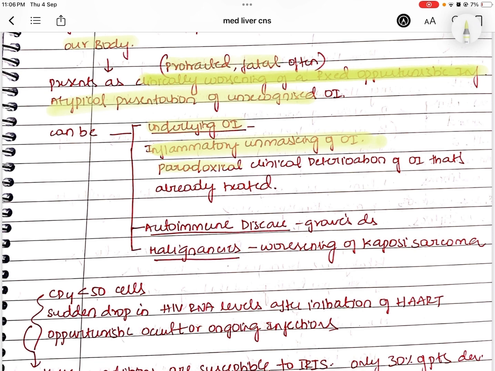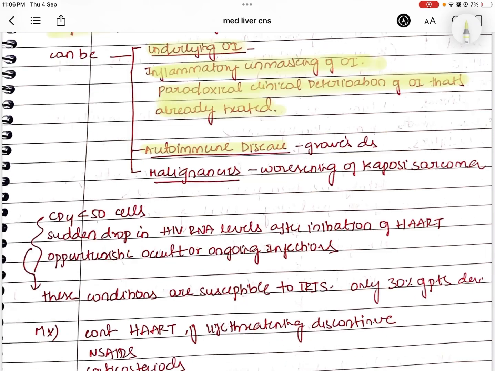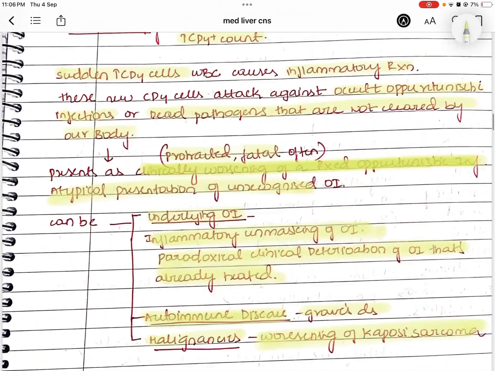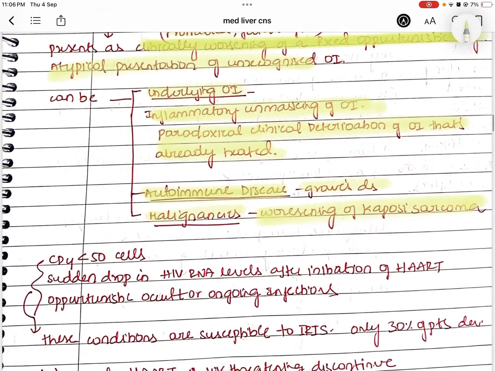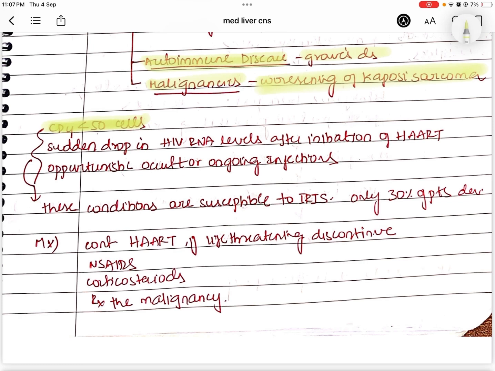It can also present as paradoxical clinical deterioration of an opportunistic infection that is already treated. The other thing is autoimmune diseases. For example, in Graves disease you can also see this IRIS, and also in malignancies, like worsening of Kaposi sarcoma. In all these cases you can see immune reconstitution inflammatory syndrome, in those whose CD4 count is less than 50 cells, with a sudden drop in HIV RNA levels after initiation of HAART therapy, occult opportunistic infections, or an ongoing infection. So these are the predisposing conditions for IRIS. These conditions are susceptible to IRIS, but only 30% of patients develop it.